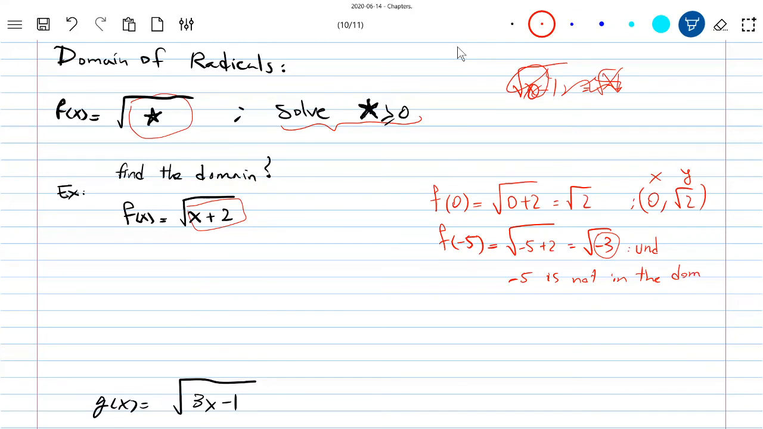Is that the only point? Well, maybe there are more. How about negative 4? Is negative 4 okay? Negative 4 plus 2? Nope. Negative 4 is going to give you a negative number again. So negative 4 is not in the domain. Is it negative 3? And you'll see that negative 3 is not possible either.